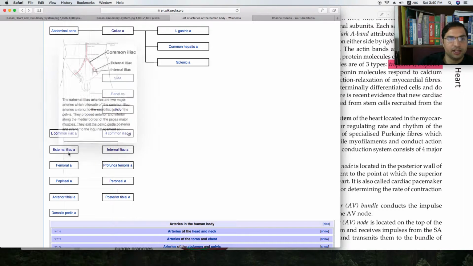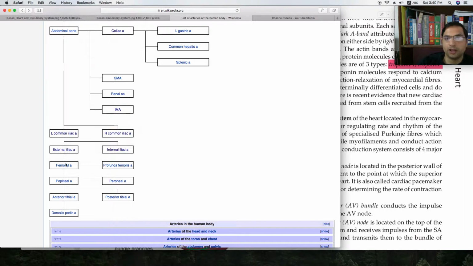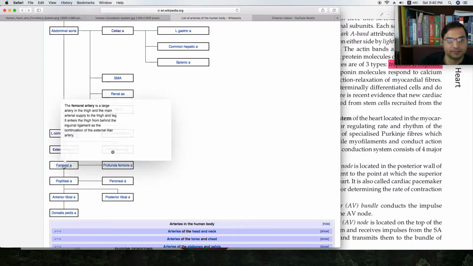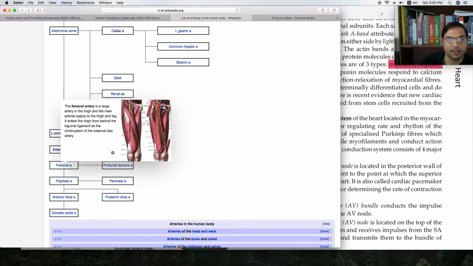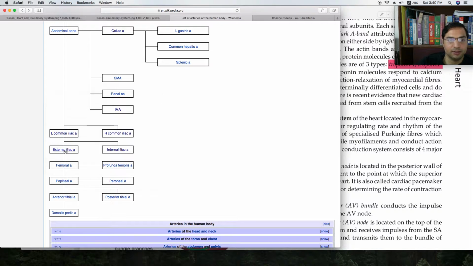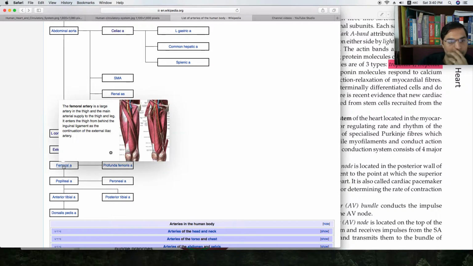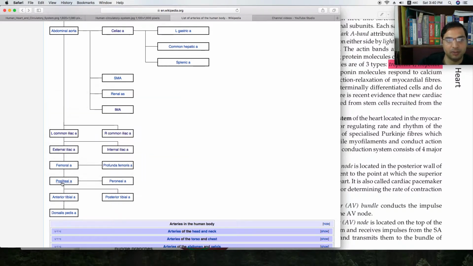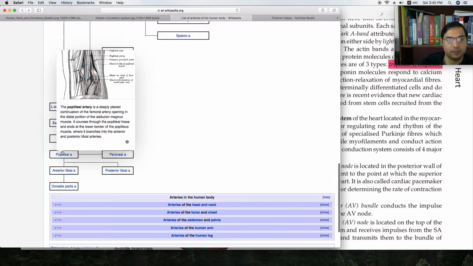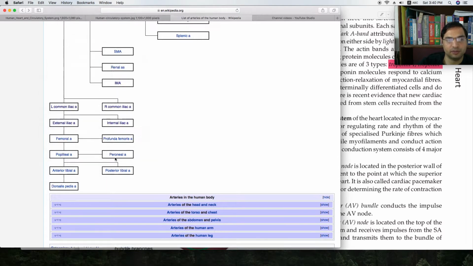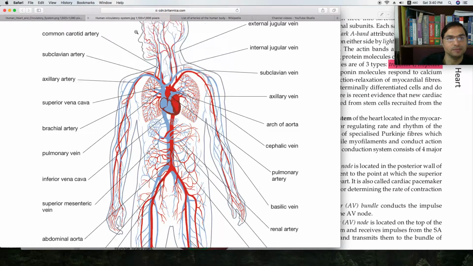The external iliac artery becomes the femoral artery at the leg region. So the external iliac artery becomes the femoral artery in the thigh region. And at the level of the knee, right behind the knee, it becomes the popliteal artery, right. The popliteal artery gives its first branch as the peroneal artery.